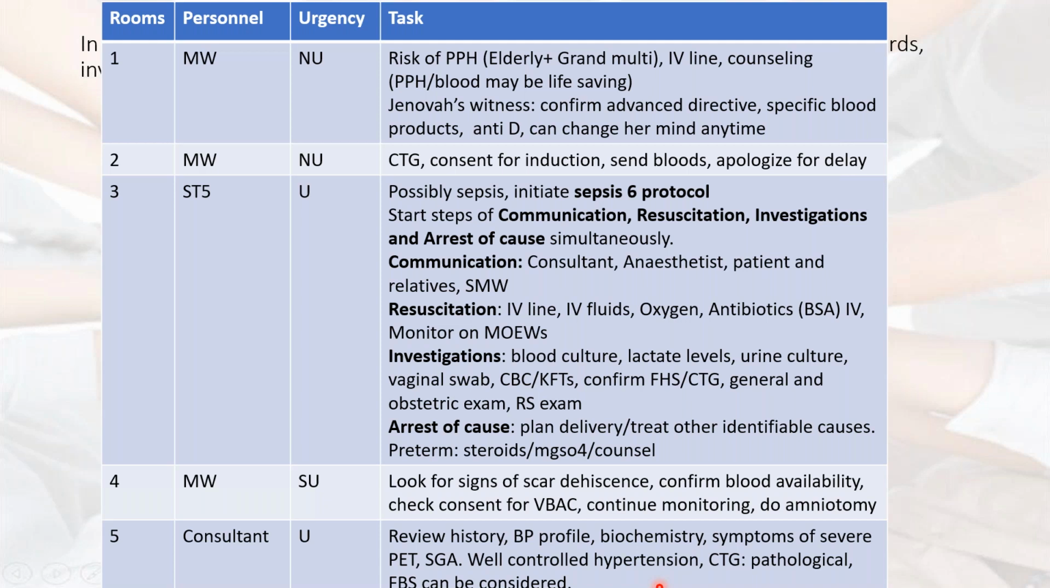Investigations would be blood culture, lactate levels, urine culture, vaginal swab because she's leaking, and blood counts, and your CTG, very important, and general obstetric examination, respiratory system examination because there could be pneumonia, and arrest of the cause would be planned delivery.